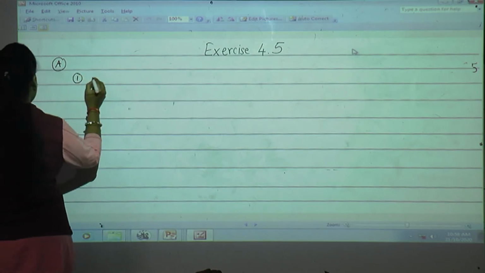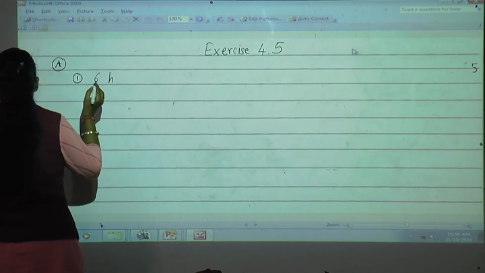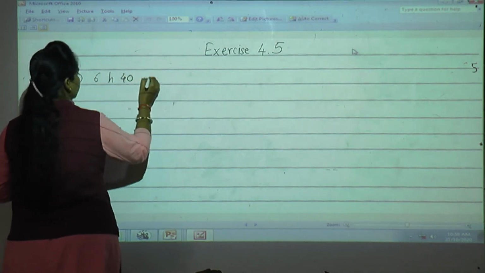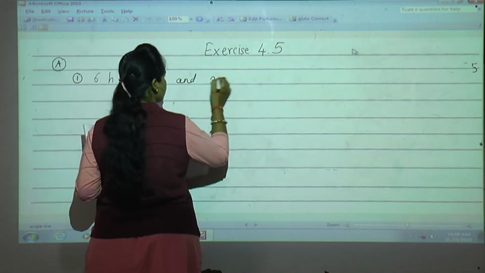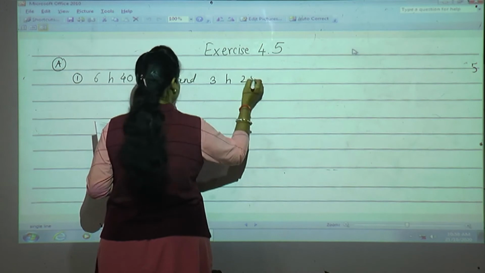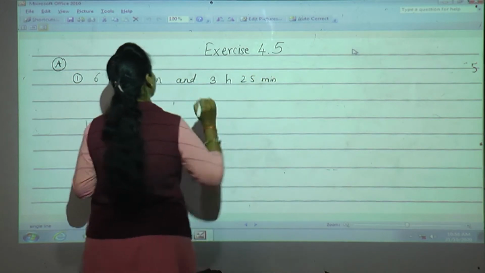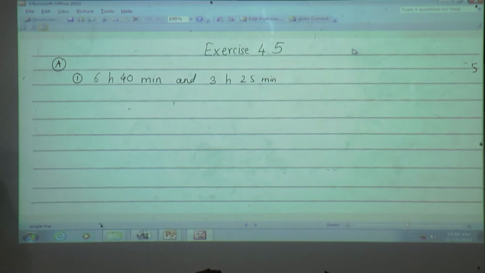The first one we will solve. 6 hours 40 minutes and 3 hours 25 minutes. Okay, this is the question. Now we will solve this addition. Just now we have done addition of time. So first, hours and minutes are given. Here we first need to add minutes, and if it is more than 60 minutes we need to convert into hours.